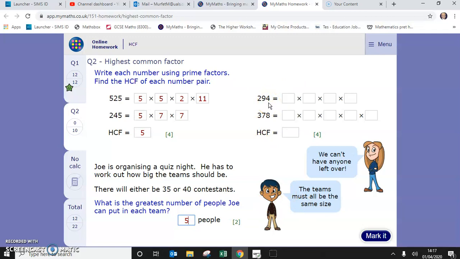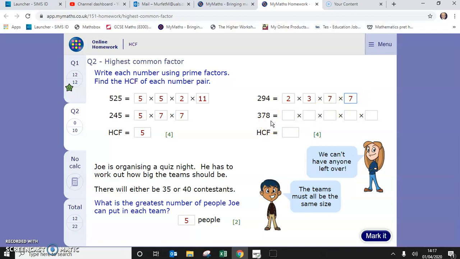294. Well, we know we can divide by 2 because it's an even number. So that's going to be 2. And that goes 147 times. 147 will divide by 3. So that's 49. 49 again is 7 times 7.